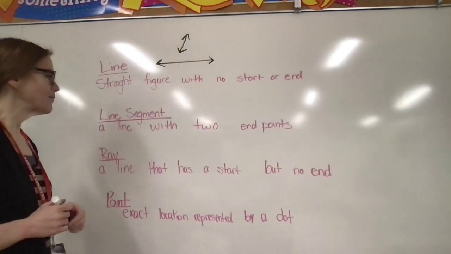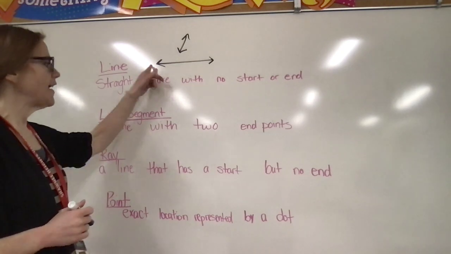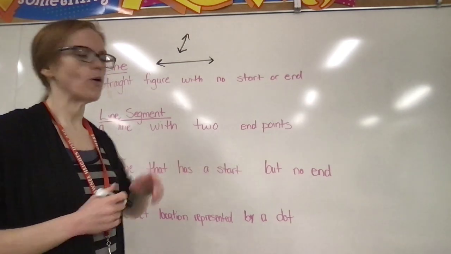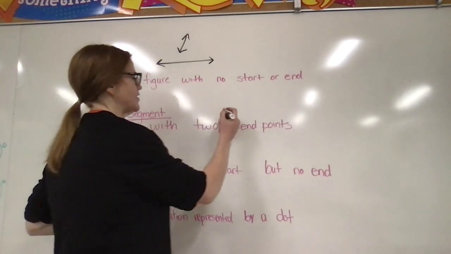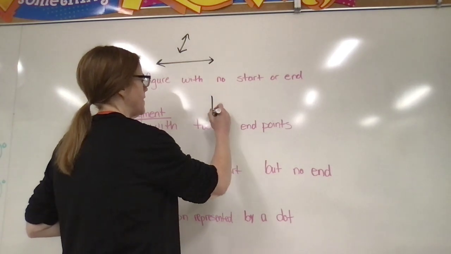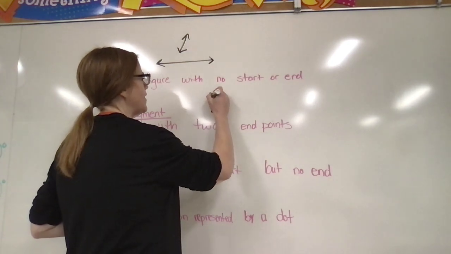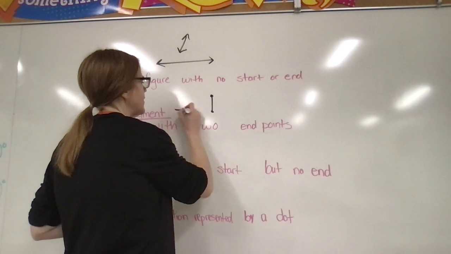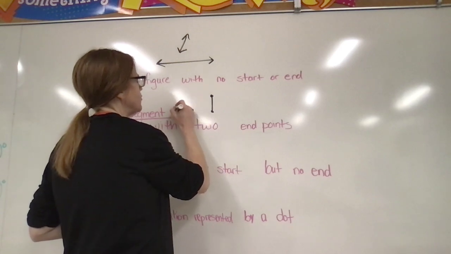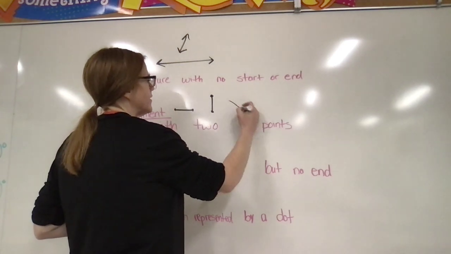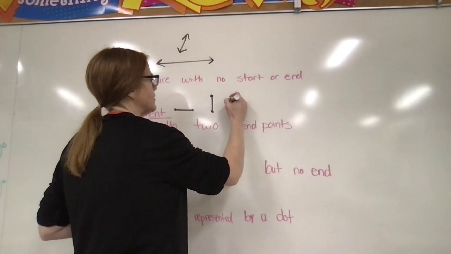Okay, a line segment is a line, but instead of the arrows, it's going to have 2 endpoints. What that looks like, again, is something straight and then endpoints. So a dot there and a dot there. Again, this can go in any direction you want it to, as long as it has those endpoints.